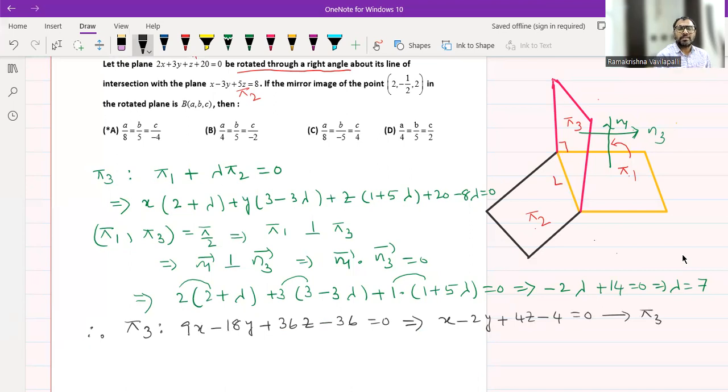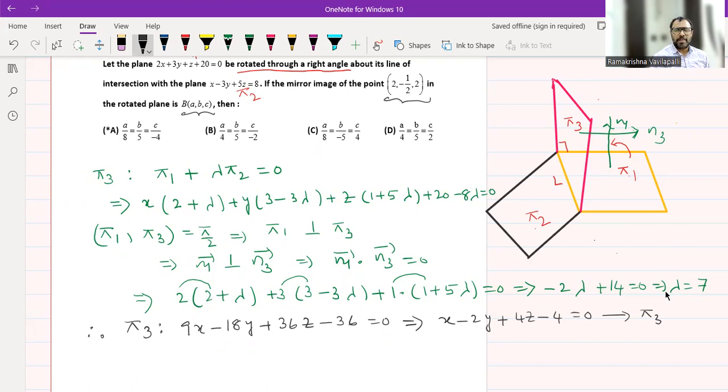Now the question is not yet finished. If the mirror image of (2, minus 1, 2) in the rotated plane is (A, B, C), then they are asking what is the ratio of A, B, C. So the last part of this question is, if the mirror image of this point in the rotated plane is (A, B, C). Now we'll apply the mirror image formula.